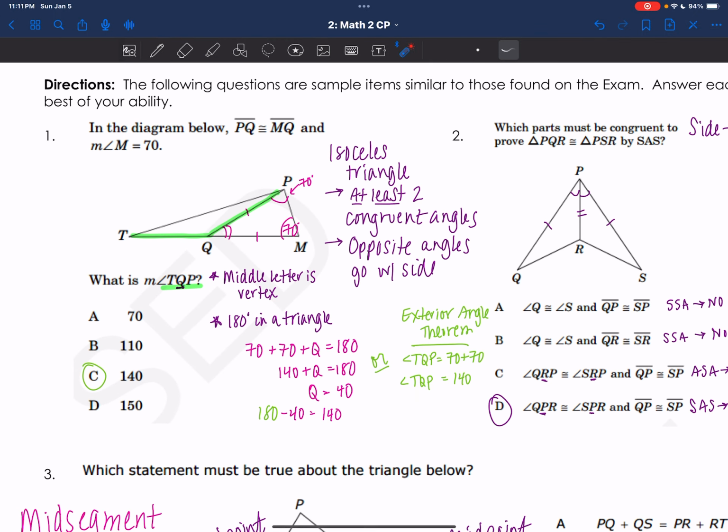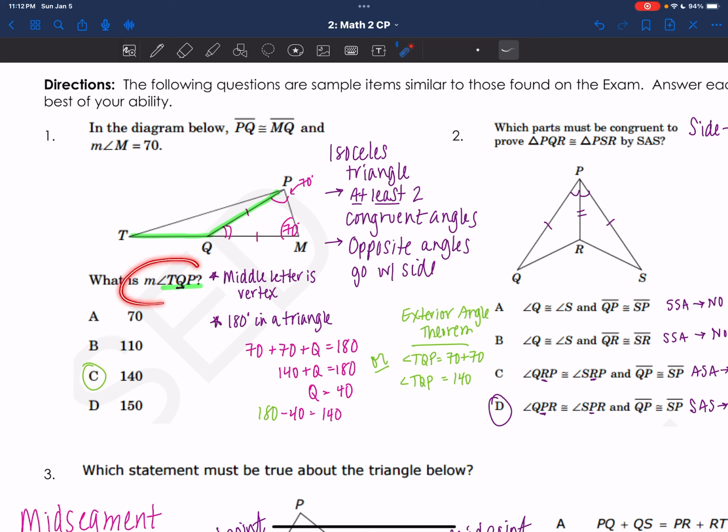All right, so first off, in the diagram it says PQ is congruent to MQ. So PQ is congruent to MQ. It's showing you those two, and I put the little markings there. And the measure of angle M is 70 degrees. So remember, make sure you write this down for your notes. For an isosceles triangle, at least two of the angles are congruent and opposite sides go with the angles. So this side goes with that angle, this side goes with that angle.